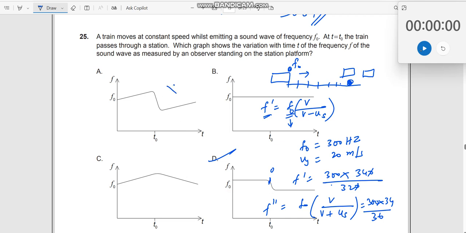So it does not increase, and it does not remain the same forever. Therefore, D is the right answer.